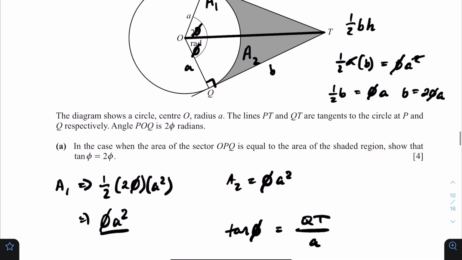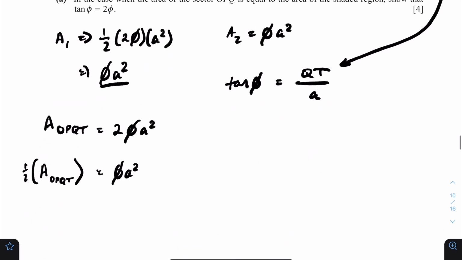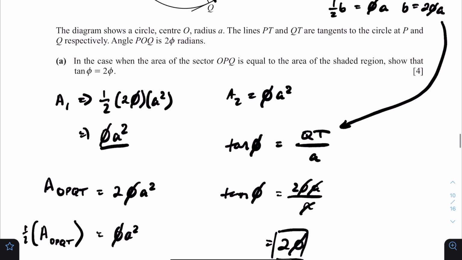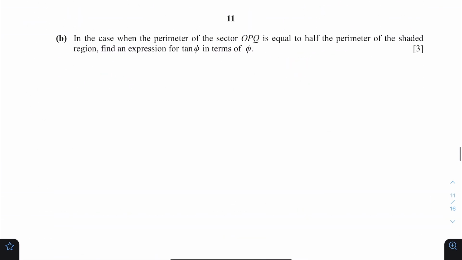Now what we can do is substitute this into our value. So B is equal to QT, so we can substitute this in here to get tan phi is equal to 2 phi A over A. Cancels out the A's, and we get 2 phi as our answer, as required. So therefore, we were able to prove our part A. Let's go to part B.